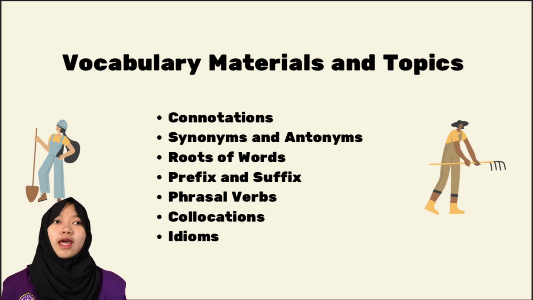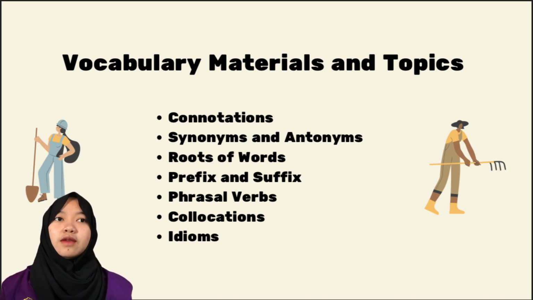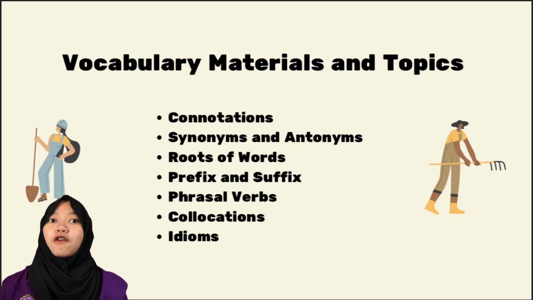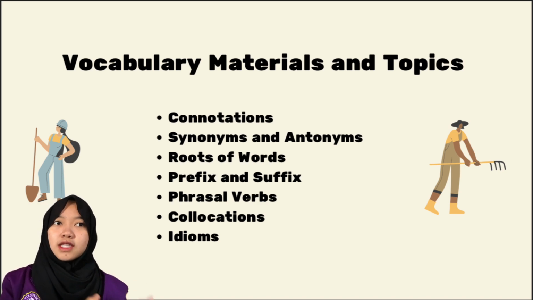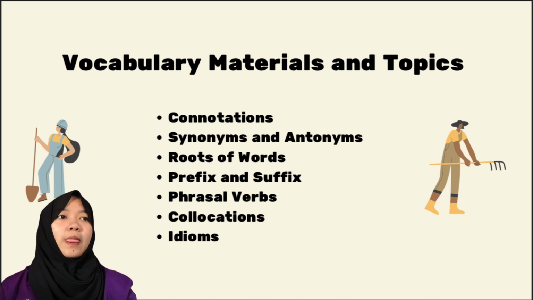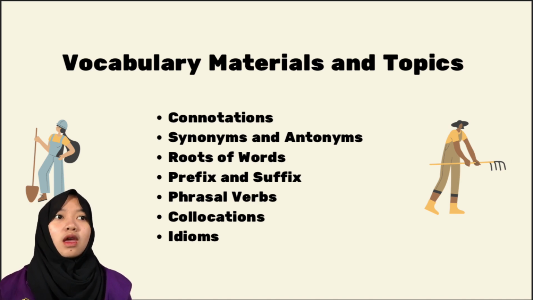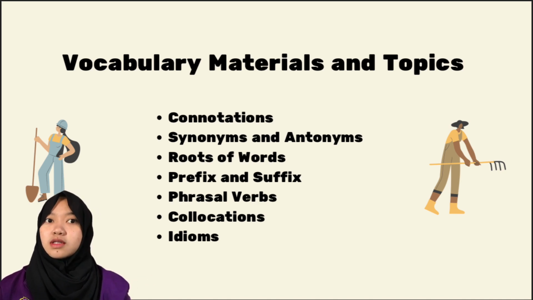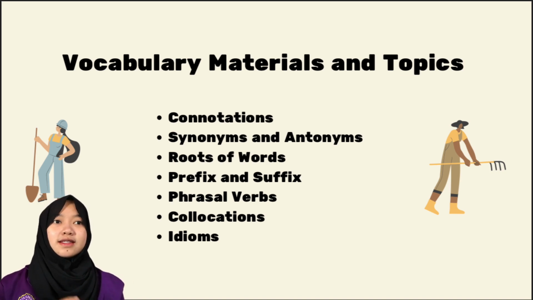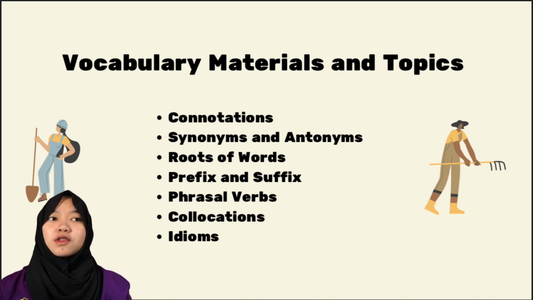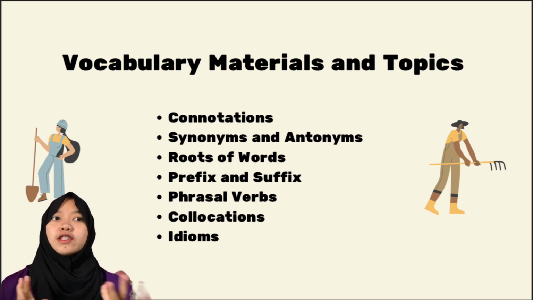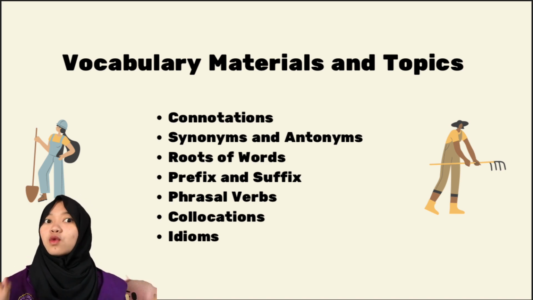Okay? Next, roots of words, namely the basic words before adding prefixes and suffixes. For example, the word act is the basic word for acting and actor. Okay, next, prefix and suffix. For example, un in the word unhappy, prefix, and ment in the word endorsement, suffix. Okay, next, phrasal verbs, namely verbs consisting of 2 words. For example, the word wake up.